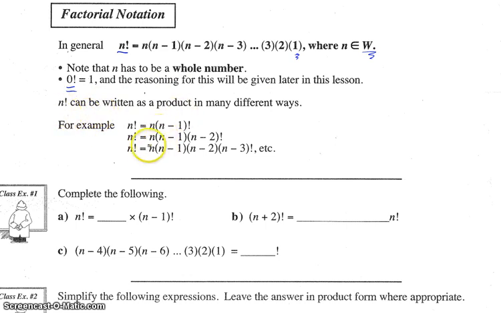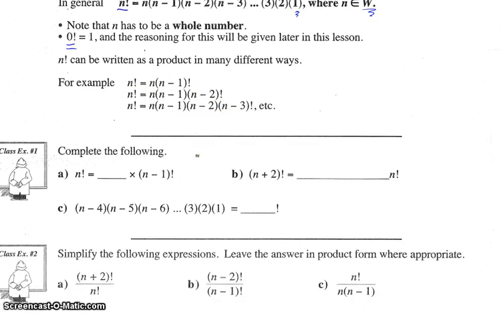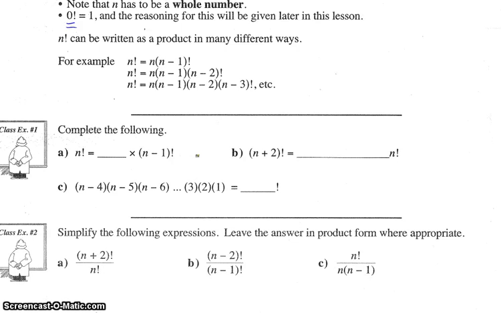N factorial, as we discovered with the numbers on the earlier page, can be written in a lot of different ways. We could start with n and then drop 1 and write n minus 1 factorial, or go a little further down to n minus 2 and then throw in the factorial, etc. So we're going to work basically what we did on the previous page, but now we're using n. Okay, so n factorial, if I wrote it as something times n minus 1 factorial, well, to expand that, I would have started with n, and then times n minus 1, n minus 2, yada yada. So that's all we're missing is the n.